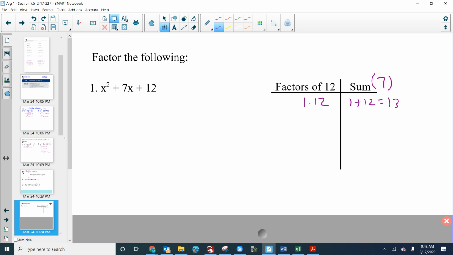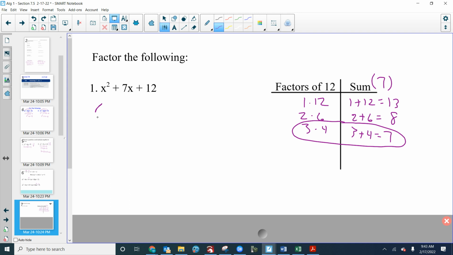Okay, let's go to 2. 2 times what is 12, guys? 6. Okay? What's 2 plus 6? Is that my answer? No. Why? That doesn't have a sum of 7. Does 3 go into 12? 3 times what, guys? 4. What's 3 plus 4? Is that my answer? Yes. Because it has the sum of 7. That's my answer. Now, so what do I write here?